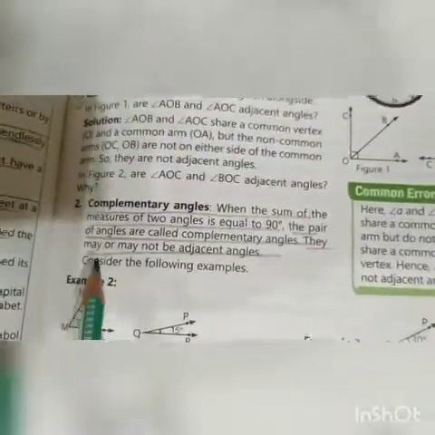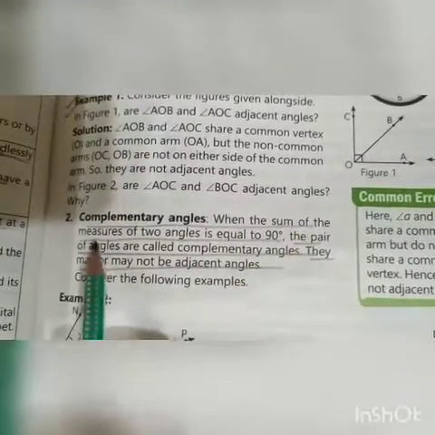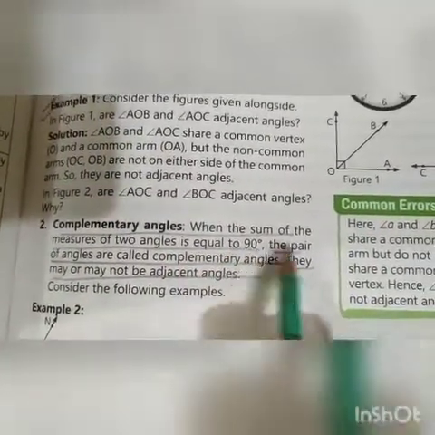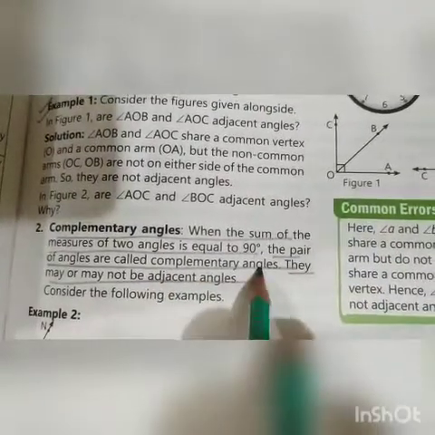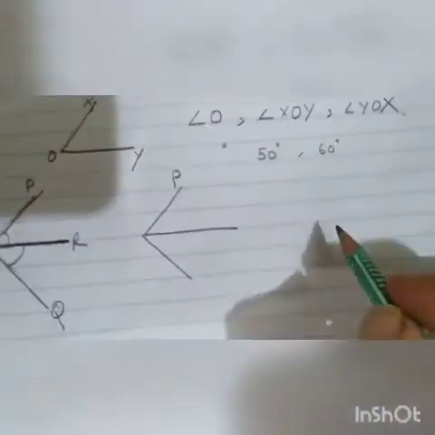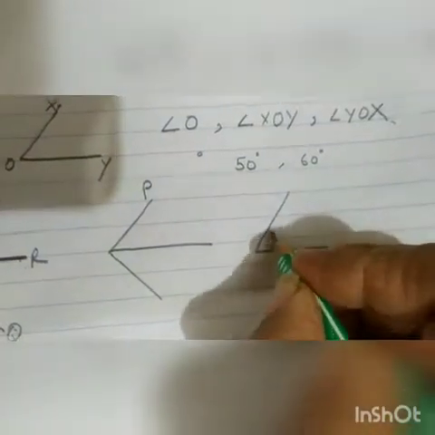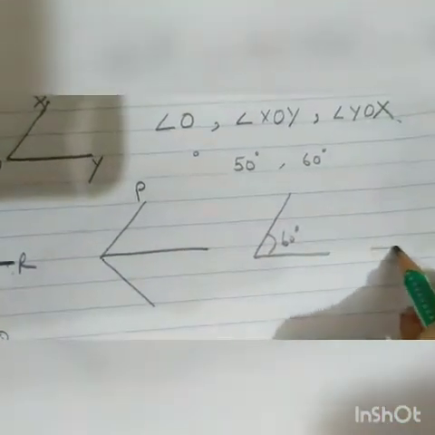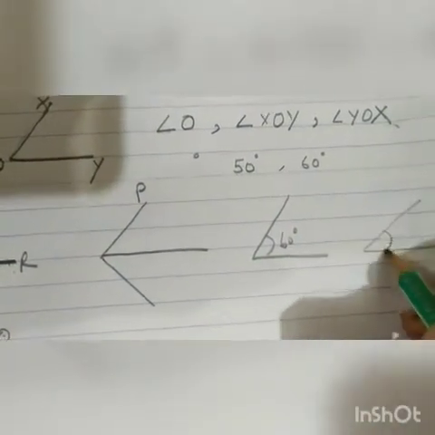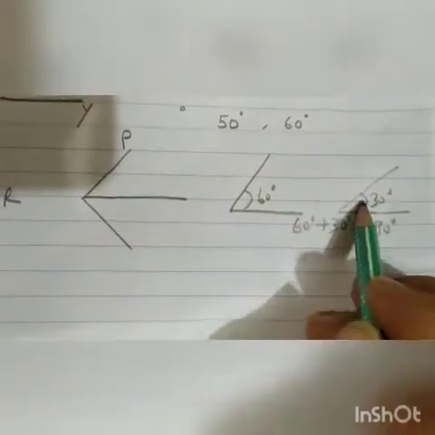Now come to complementary angles. What are complementary angles? When the sum of the measures of two angles is equal to 90, the pair of angles are called complementary angles. They may or may not be adjacent angles. Suppose, see here, I have drawn two angles. This one is 60 degrees and the other is 30 degrees. If we add these two measurements, 60 degrees plus 30 degrees, it is 90 degrees. So these two angles are complementary angles.